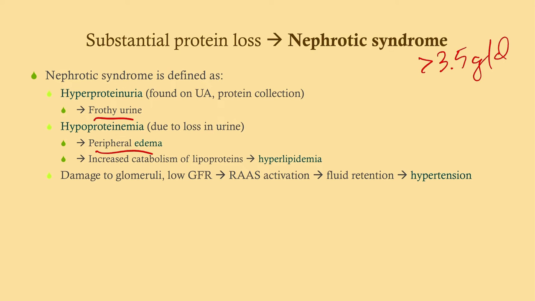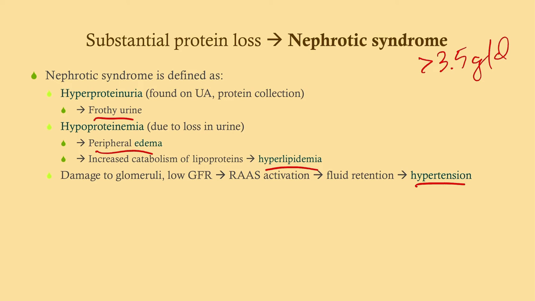Decreased oncotic pressure is going to push fluid out into the tissue. And then you'll have an increased catabolism of lipoproteins, which is going to lead to a hyperlipidemia. That's why we get those lipid panels. And then damage to the glomeruli at a low GFR can activate the RAS pathway, increase your aldosterone. That leads to more fluid retention, and that can also lead to a hypertension.